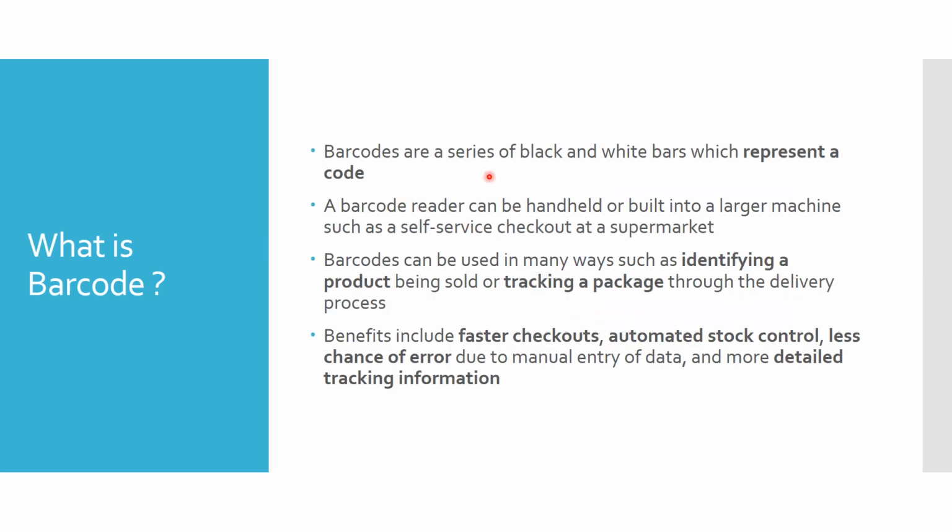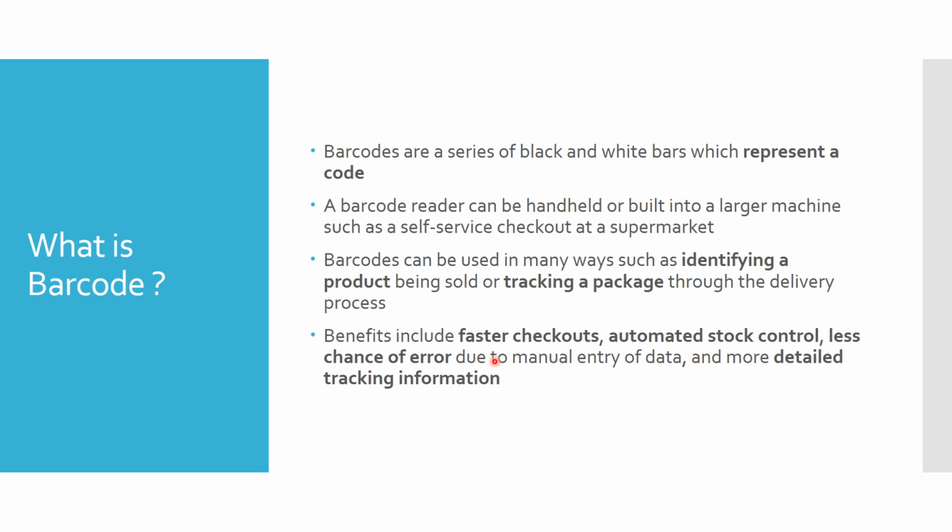So barcode is basically a series of black and white bars which represents a code. And barcode reader can be handheld or built into a larger machine such as self-service checkout at the supermarkets. Barcodes can be used in many ways such as identifying a product being sold or tracking a package through the delivery process. Benefits include faster checkouts, right?